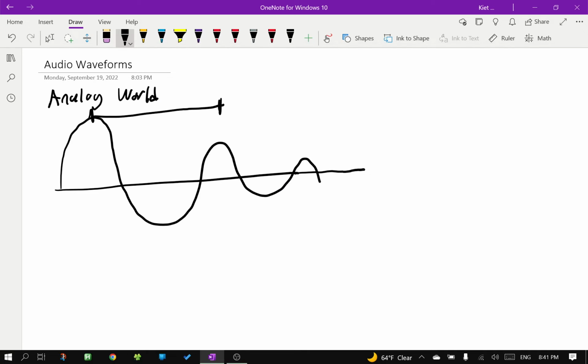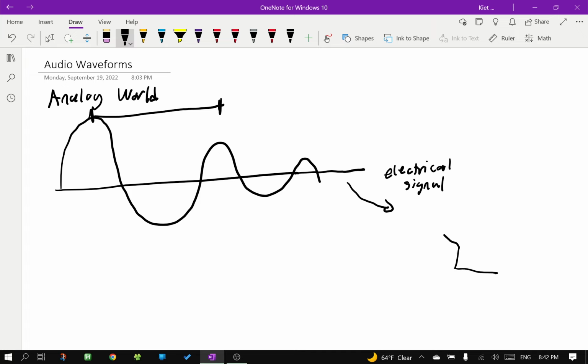Okay, so the purpose of this recording is to record some of my thoughts that I've learned about rendering audio waveforms. In the analog world, the way that an audio waveform works is that it's basically a wave that looks like this. It's represented as a wave, like an electrical signal that is fed to your speaker driver.